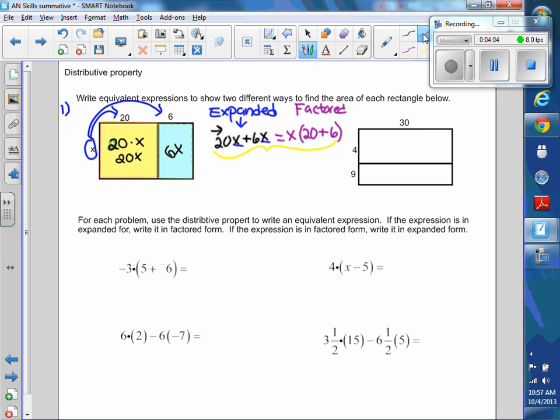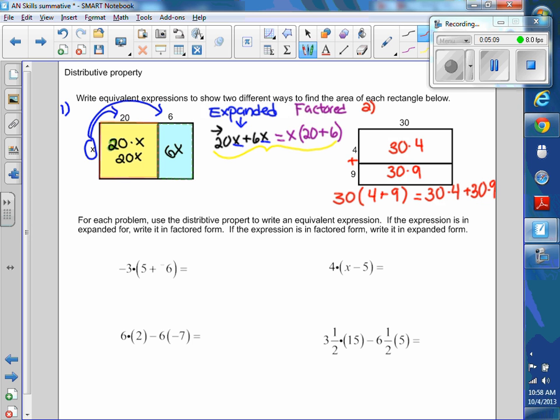Yeah. So let's do the second problem here. What do you get here, Emily, in the top rectangle? Do you want to do the factored form first? That's fine, 30 and then 4 plus 9. So what about the area of the top rectangle? How would you figure that out? 30 times 4, right? 30 times 9, right? So the expanded form is 30 times 4 plus 30 times 9.